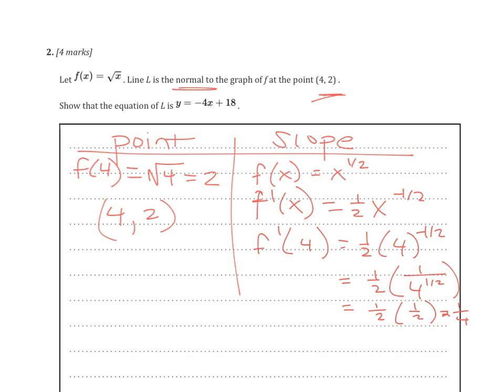So to find the slope of the normal line, we need to take the opposite reciprocal. So the opposite reciprocal would make it negative, and the reciprocal of 1/4 would give us 4. So now we have a point and we have a slope, and all we have to do is plug in to our point slope form.